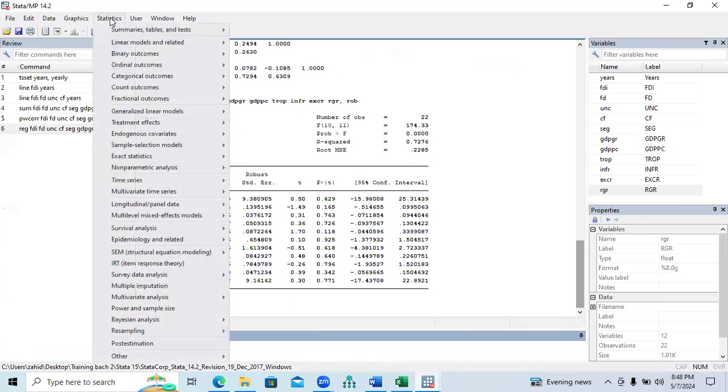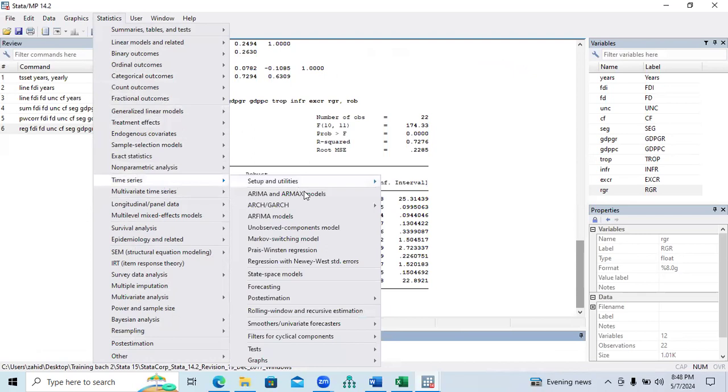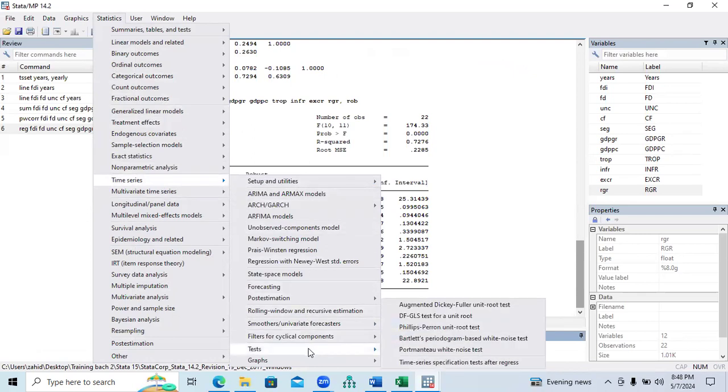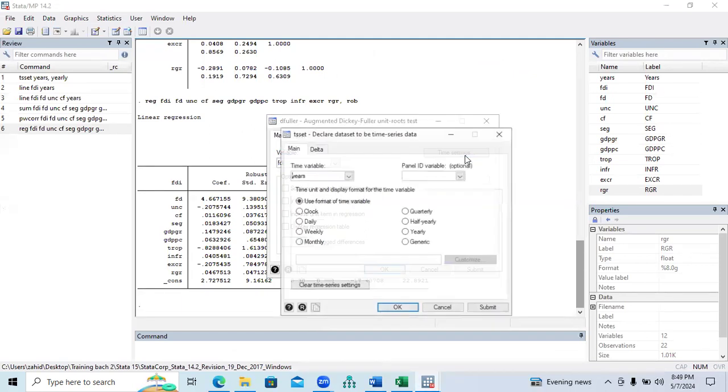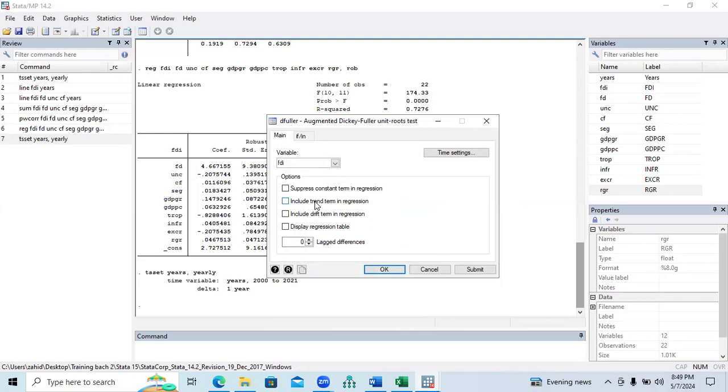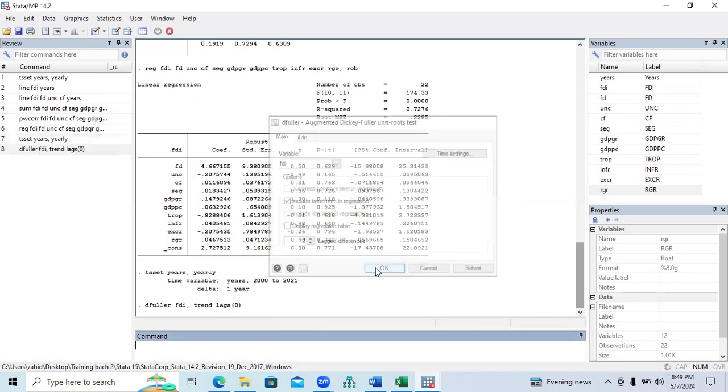You go to Statistics, you go to Time series, and here there are a lot of tests. You can use any of these tests. For example, if I want to consider the Augmented Dickey-Fuller test, you can use any of your variables. For example, I want to consider FDI. As we have already set the time series in years, we don't need to select it again. You can choose yearly from here, and always remember that you need to include the trend in the regression. So choose it and click on OK.